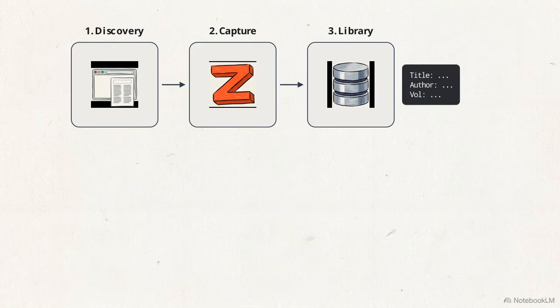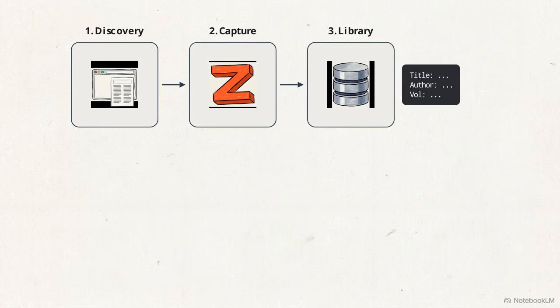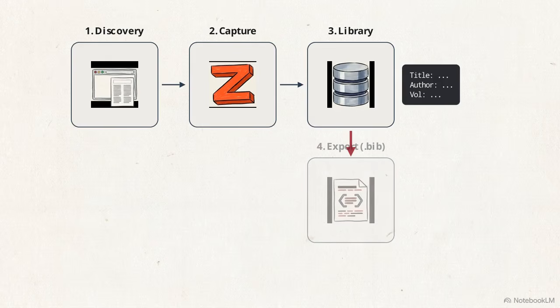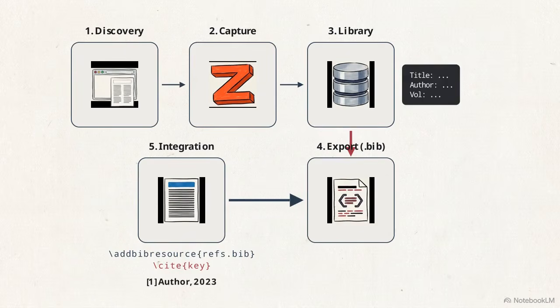At this point, the data is in Zotero, but it isn't in your document yet. So how do we bridge that gap? Step 4 is the bridge. You export your collection as a .bib file, which acts as a portable database that LaTeX can understand. In Step 5, you point your LaTeX document to that file using the add bib resource command. Once that link is established, using the cite command in your text tells LaTeX to pull the specific metadata from your .bib file and format it according to your style.